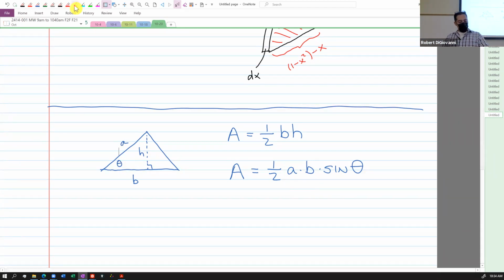If you look at this right triangle right here, see that right triangle in yellow? If I ask you what sine of theta is, what would you tell me? Sine is opposite over hypotenuse. So what would it be? H over A, right? Okay, solve for H. Multiply both sides by A, and you get H is A sine theta, right? Now go to this formula and replace H with A sine theta, and you get A sine theta times B half, right?